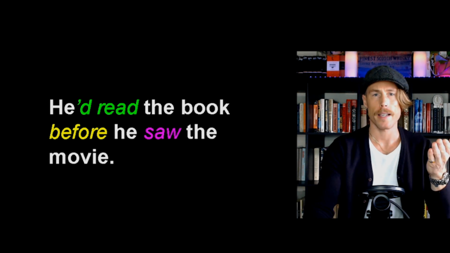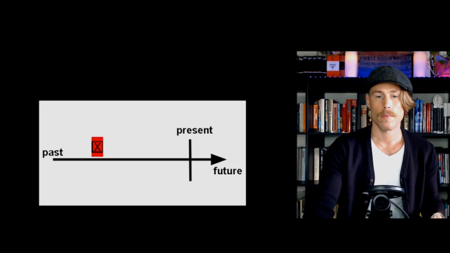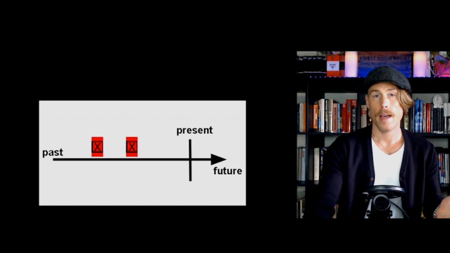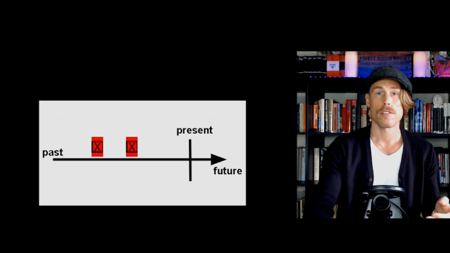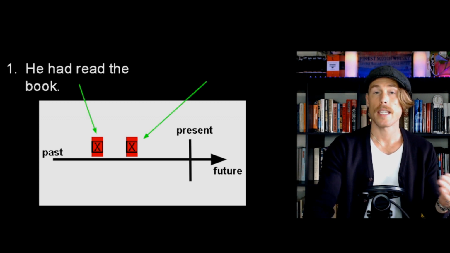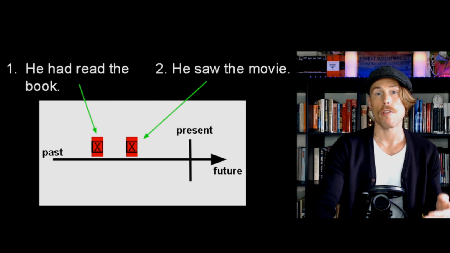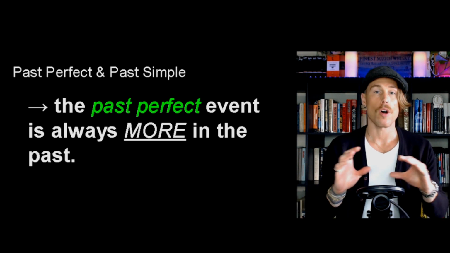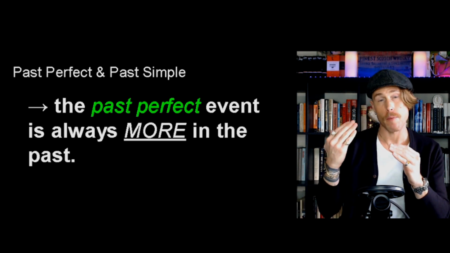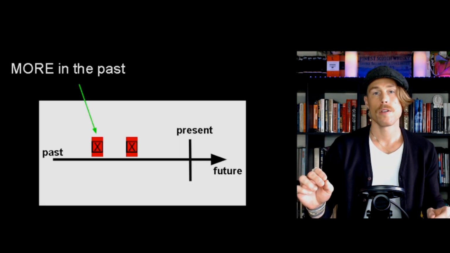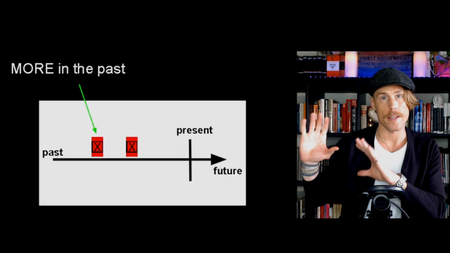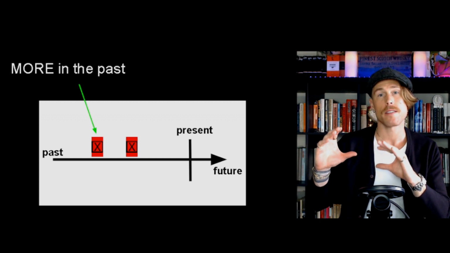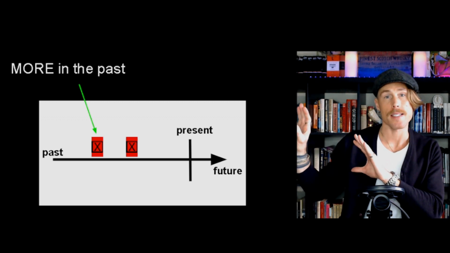What does this look like? Let's look at a timeline. First, he had read the book, after he saw the movie. He had read the book, he saw the movie. The past perfect event is always more in the past. So the first event is more in the past. Always use the past perfect for the event that is more in the past.